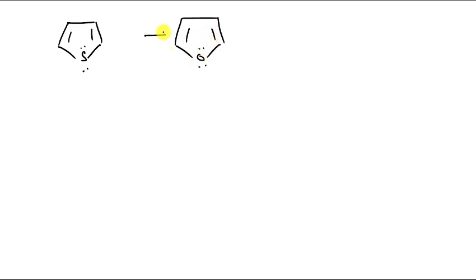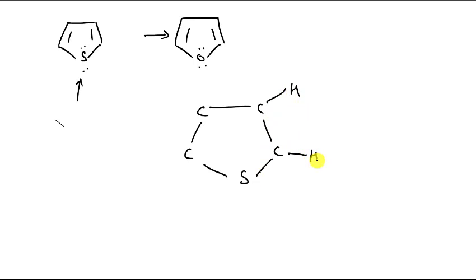Similar to furan, thiophene contains a pentagonal 5-membered ring of 4 carbons and 1 sulfur atom, and each carbon and the sulfur atom is sp2 hybridized. This is not hydrogen, sorry, I wrote it by mistake. So sulfur contains 2 lone pairs of electrons.